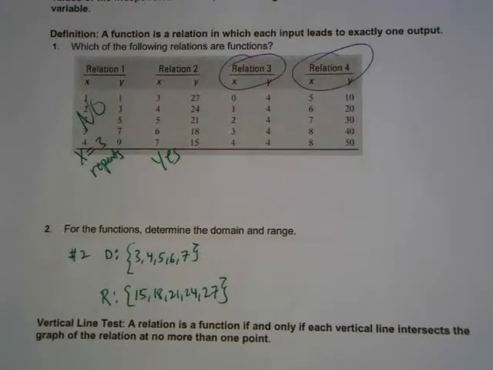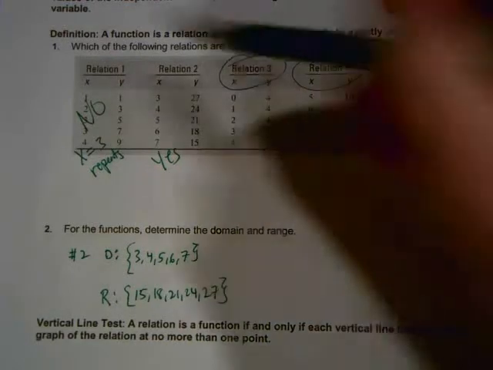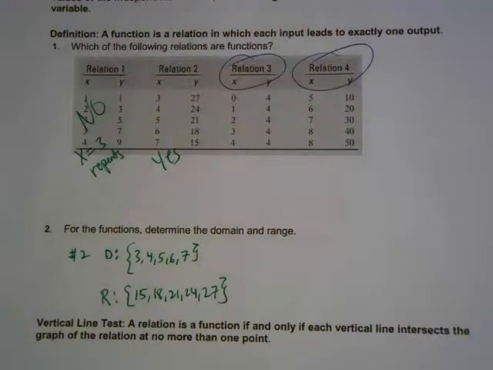Alright, so sometimes we look at functions in terms of tables and in terms of ordered pairs. Sometimes we look at functions in terms of graphs. And if you have a graph, there's a very simple test to tell you whether or not that graph is a function. And that test is called the vertical line test. The vertical line test says a relation is a function if and only if each vertical line intersects the graph of the relation at no more than one point.